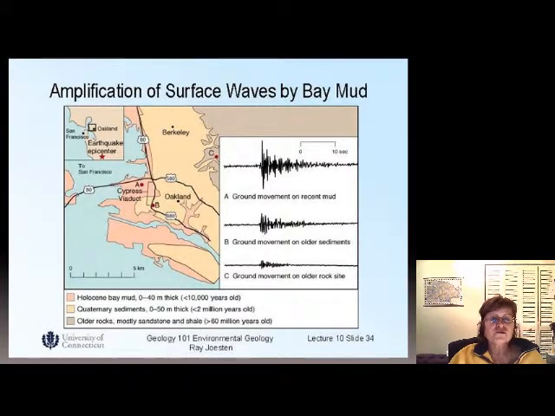And to prove this, I'm gonna show you this earthquake which happened in California. This is the original epicenter of the earthquake, and this shows you 3 seismic stations. One is on the bay mud, A. The next one, B, is in a little bit more consolidated sediment. And the last one, which is C, is actually on solid rock. And look at the difference in the amplitude of the seismic waves.